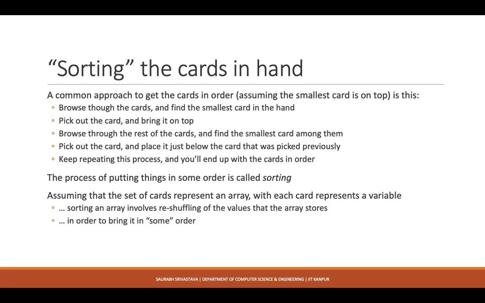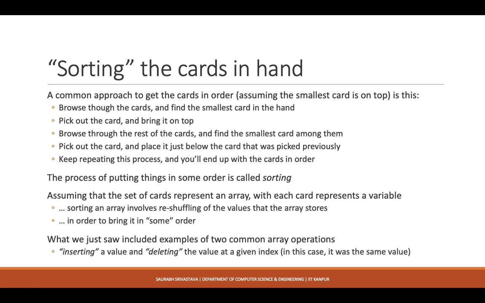Now, assuming that these set of cards, whatever you just saw, were basically numbers, right? Each card had a number. So if you just assume that each of these cards represent a value inside an array, and this whole set of cards represent an array, what we really did just now was reshuffle the values of an array, and we've ended up putting them in some kind of an order, as an increasing or decreasing order.